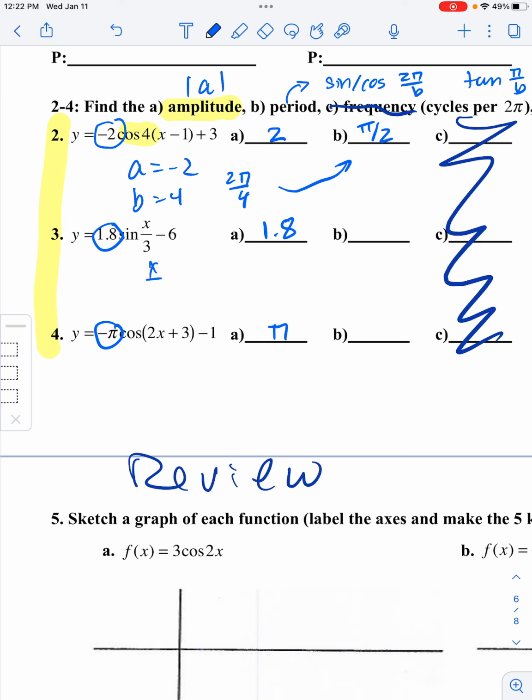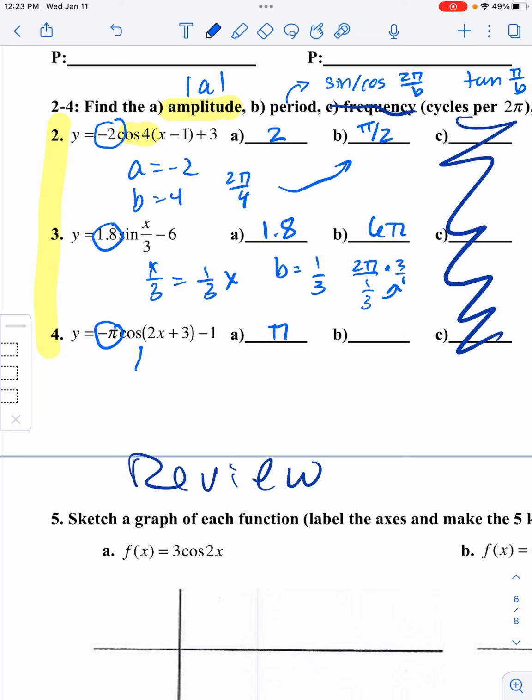This is kind of weird how this is written, but that's the same as 1/3 x. So my b value is 1/3, but the period is 2 pi over 1/3. Dividing by a fraction is the same as multiplying by the reciprocal. So I actually get a period of 6 pi.